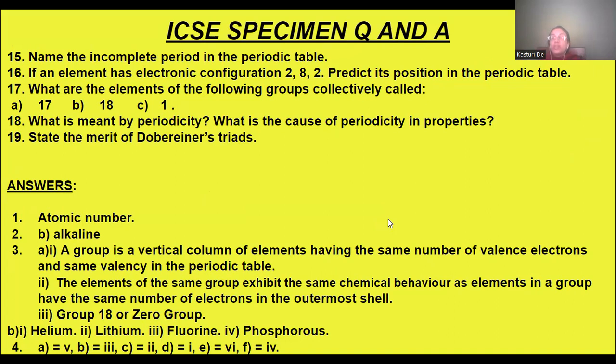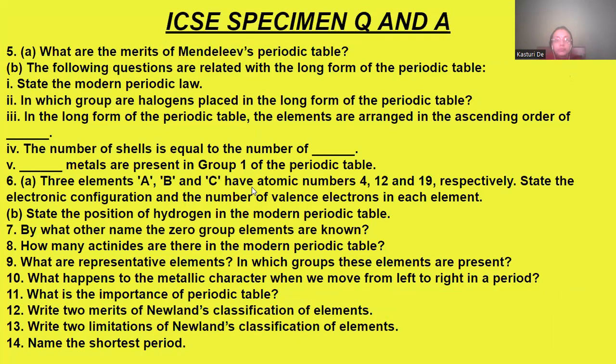Like the first A group, known as the alkali metals, they have the same number of valence electrons, 1, and their valency is 1 in the periodic table.